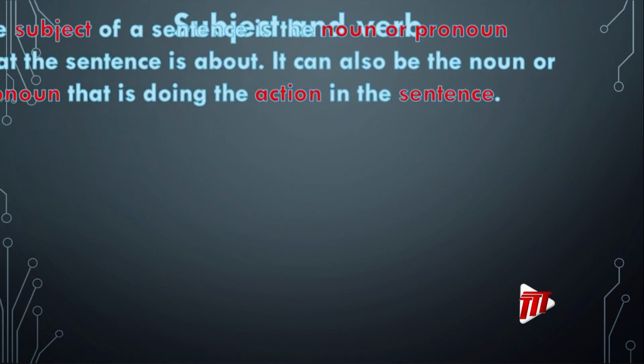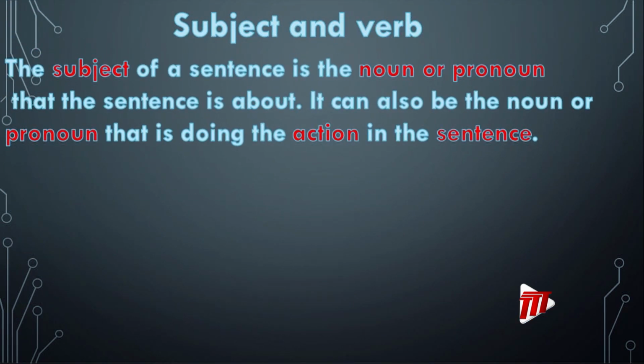Right. So now we have the meat of it where we are talking about subject and verb. So the subject of a sentence is the noun or a pronoun that the sentence is about. And that's very important because yes, it can be a noun, which we would have learned is a naming word. It can also be a pronoun, which is a word that's used to replace a noun.